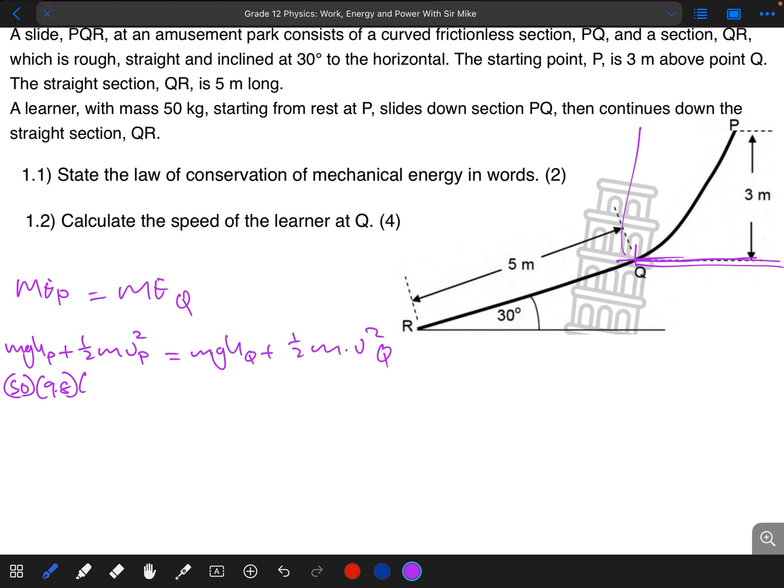So it's 3 multiplied, plus a half multiplied by the mass, which is 50, multiplied by the velocity at point P, which is 0, squared. That equals the mass, which is 50, but now we are at point Q, so multiplied by 9.8 multiplied by 0. Why? Because when our object is at point Q, it would not be elevated any units above that point, so it's 0 there.